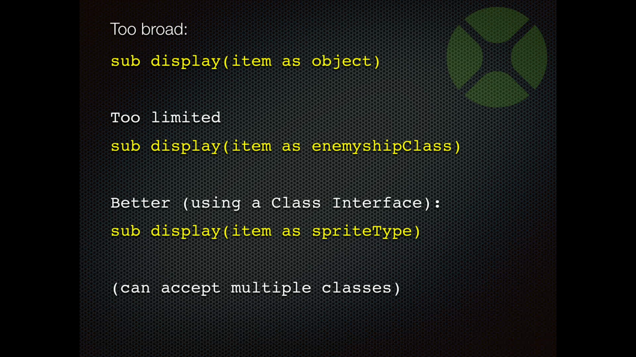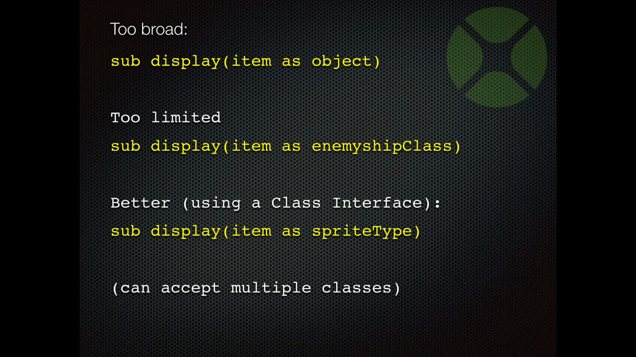Basically, let's say you've got a method and you're passing some kind of object into it, right? You might try it the first way where you just say, take any object. Well, that can be too broad because you can pass any object into that, and that's not good. Then you can go too limited. You can say, pass item as enemy ship class. Well, now only enemy ship classes can be passed there. You can't pass another kind of ship or another kind of object. If you've got a game, you might have different types of game pieces. Well, you can only pass enemy ships here.